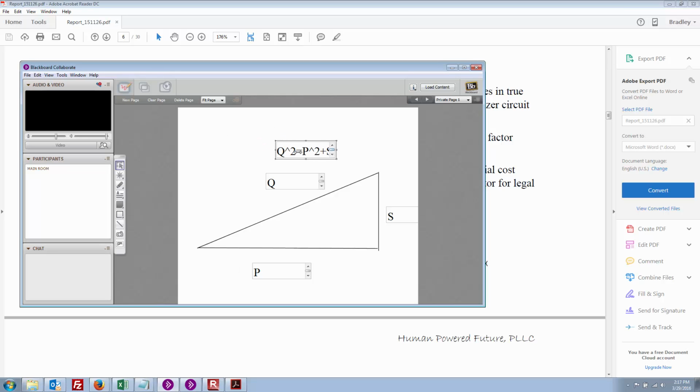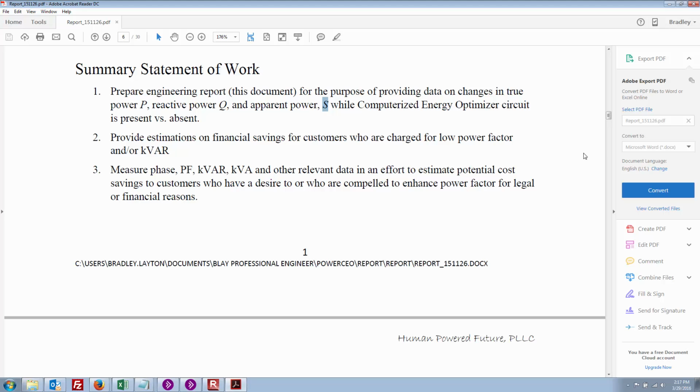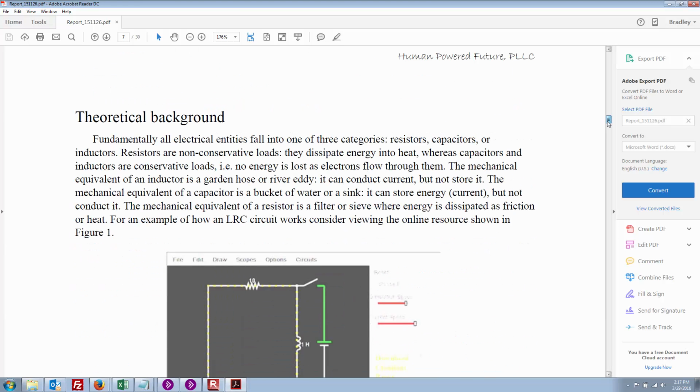Drag that out so you can see it, maybe. Hold on. Software isn't quite as slick as, oh, there we go. Okay, so Q squared equals P squared plus S squared. And I can get down into a definition of those three.